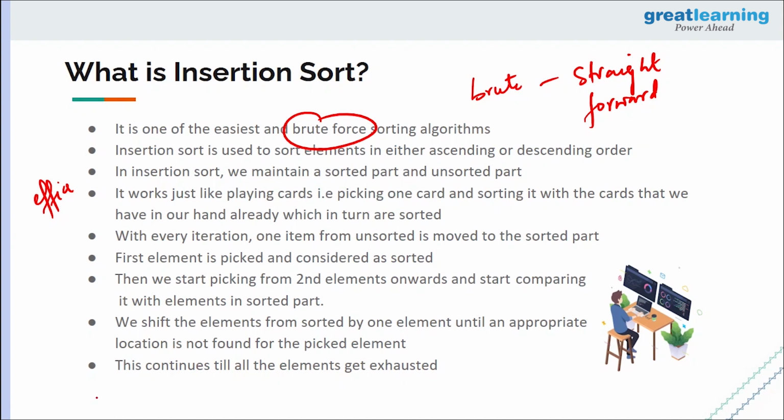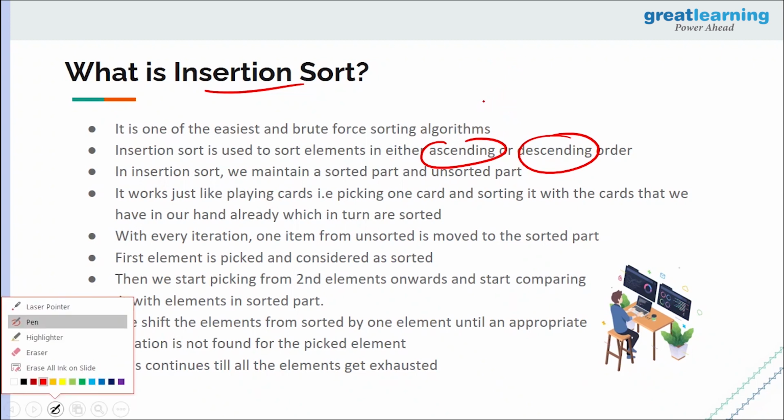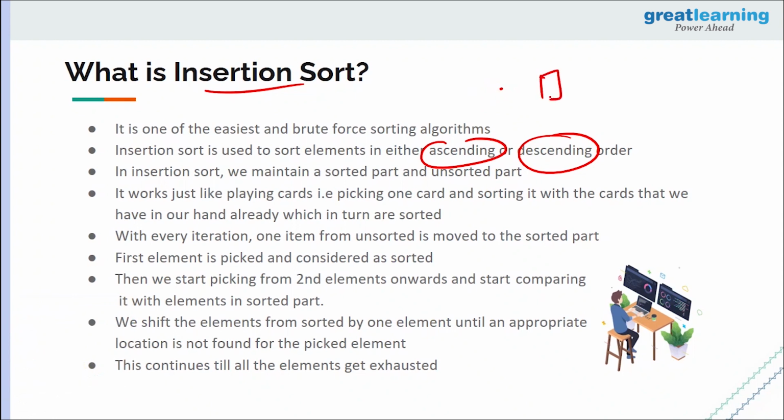In this brute force algorithm, let me give you an example. Obviously, we can sort with the help of the insertion sort algorithm, either in ascending or in descending order. Let's take one example. We all know about the card game, wherein you have a bunch of cards. Suppose you have a single card in your hand, and you have a bunch of cards available on the table. Now you start picking those cards one by one.